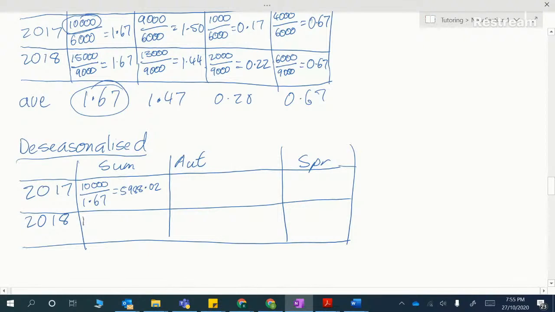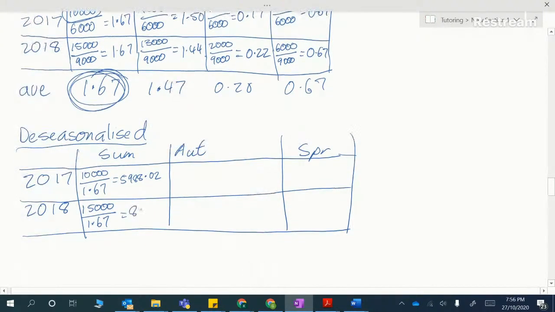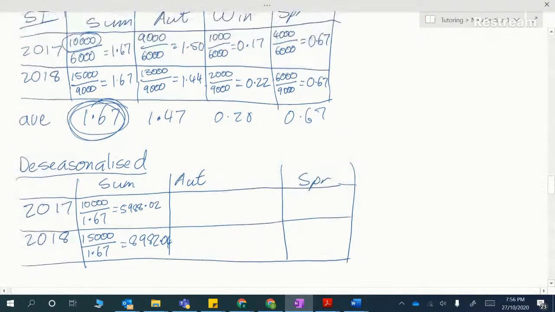Summer 2018 would be 15,000, also divided by 1.67 because that's the average seasonal index. And I get 8982.04. Now autumn, I'm going to take the 2017 actual value for autumn, and I'm going to divide it by the seasonal index for autumn. And that's the average seasonal index, not the individual seasonal index. Otherwise, you're just going to go backwards.